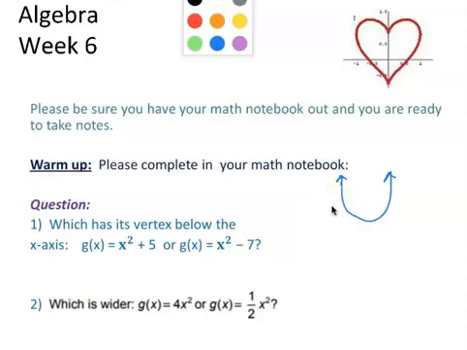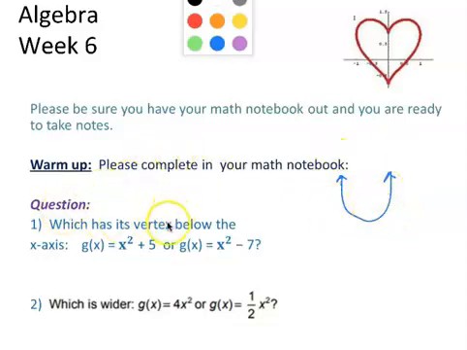So we get that nice U shape that can open up or down. And last week we talked about how parabolas can shift. We can make them wider, we can make them narrower, we can move them up, and we can move them down. And we looked at how the equations or functions can give us some clues about the movements that are happening to our parabolas. So the two warm-up questions you have is all about transformations of parabolas.